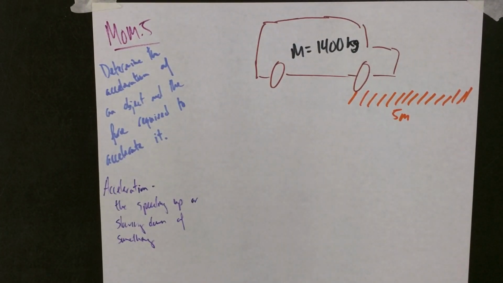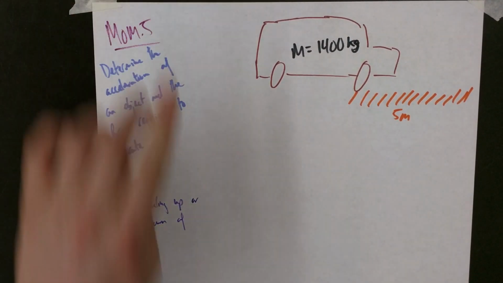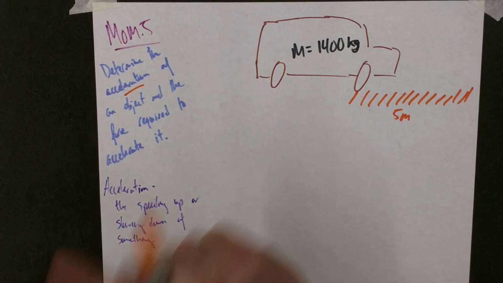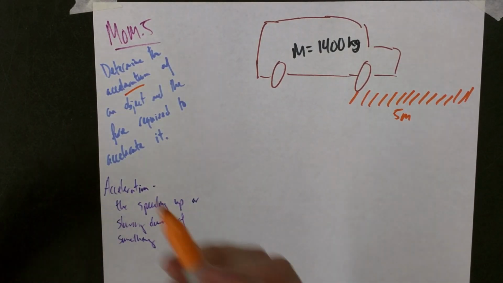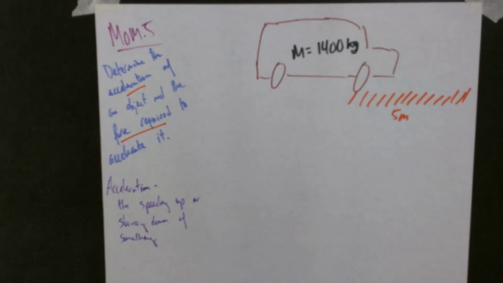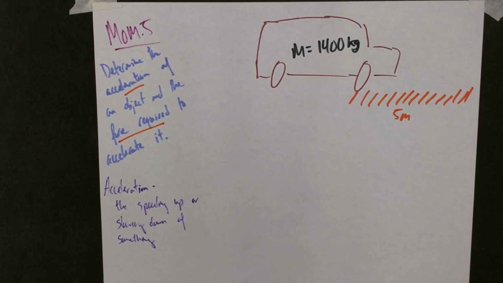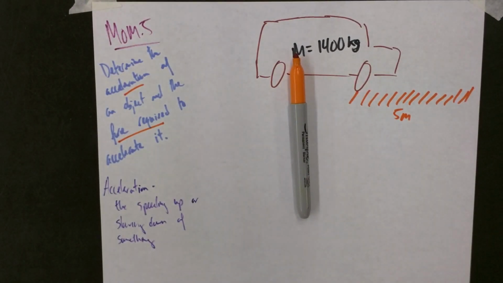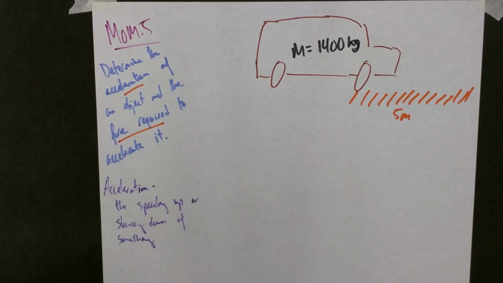This is the last standard of the third marking period, Momentum 5, and you are trying to figure out two things. One, you're trying to figure out the acceleration of an object. The acceleration is the speeding up or slowing down of something, the rate at which it speeds up or slows down. Secondly, you're trying to find the force required to accelerate such an object, because things at rest will stay at rest, right? This pen will stay at rest. I need to apply a force in order to accelerate it.